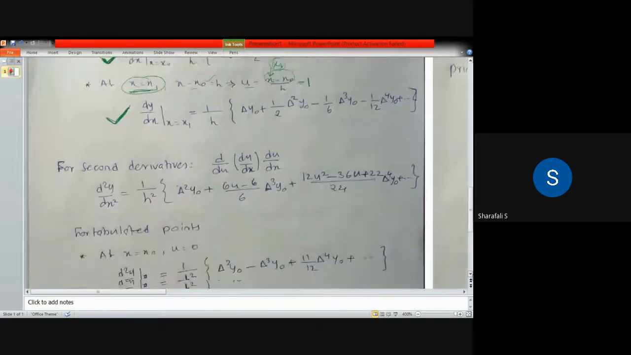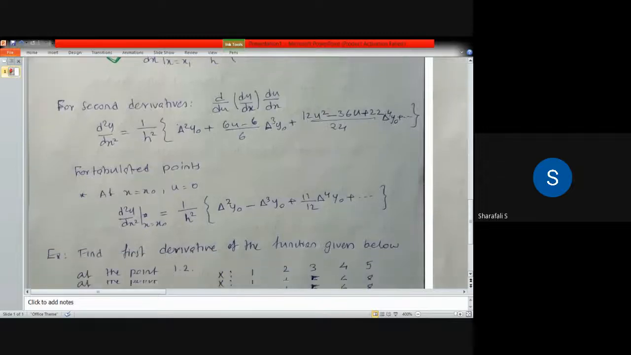Now for the second derivative, d square y by dx square, what you have to do is write it like this: d by du of dy by dx, times du by dx. This du and this du will get cancelled, so d by dx of dy by dx will come. This is nothing but d square y by dx square, the same equation. I can write it as d by dx of dy by dx. So this is the same as what we have written here.